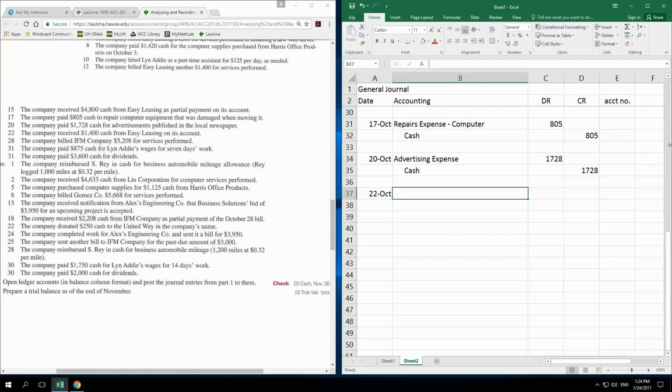October 22nd. What does it say? The company received $1,400 cash from Easy Leasing on account. So cash is going to be debited. That's an increase to cash, $1,400. And then what account do you think is going to be credited? Accounts receivable, because Easy Leasing is making a payment on the amount that they owe our company.